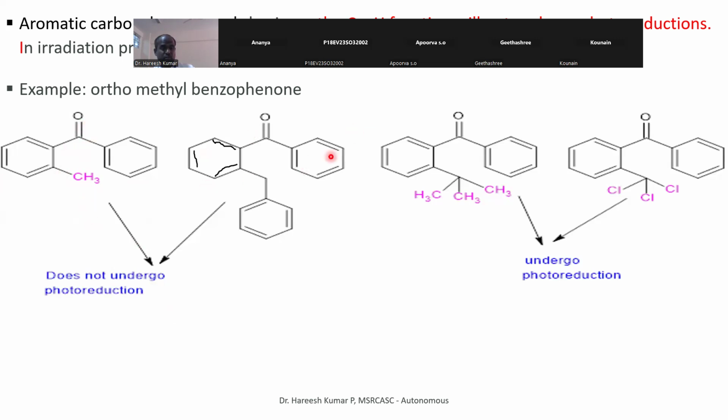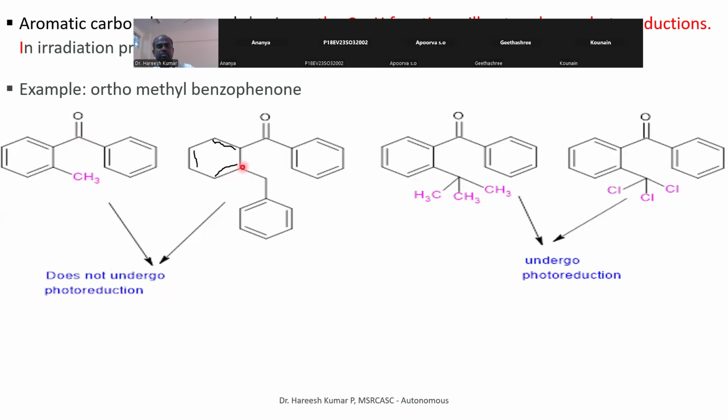What does it mean? A carbonyl compound having alpha hydrogen. This is the alpha hydrogen. Is it an alpha hydrogen? No. What we can say is that aromatic carbonyl compounds having substitution at the alpha position, more particularly the alpha hydrogen, do not undergo photoreduction. Instead, they go for photoenolization.